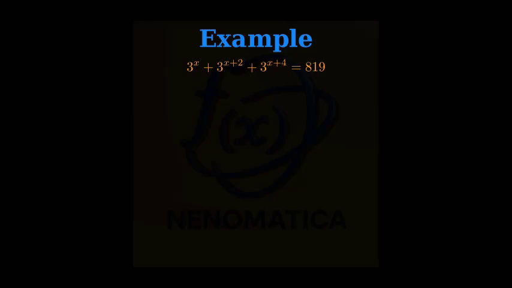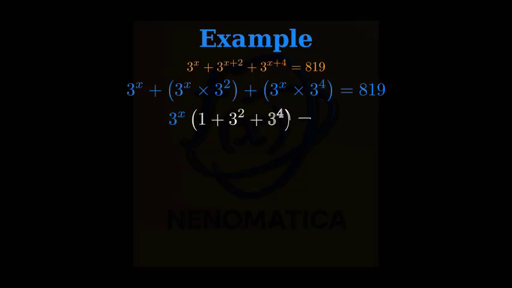First, let's rewrite the expression to help us factor out common terms. I'll use the exponent property that a to the power m times a to the power n equals a to the power m plus n. So 3 to the power x plus 2 can be written as 3 to the power x times 3 squared, and 3 to the power x plus 4 can be written as 3 to the power x times 3 to the power 4. Now I can see that all three terms contain 3 to the power x as a common factor. Let's factor this out.